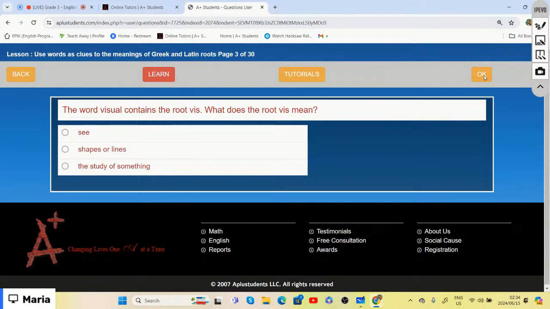The word visual contains the root vis. If the word visual contains the root vis, then what does the root vis mean? What does the root vis mean? Does it mean to see, shapes or lines, the study of something? What does vis mean?